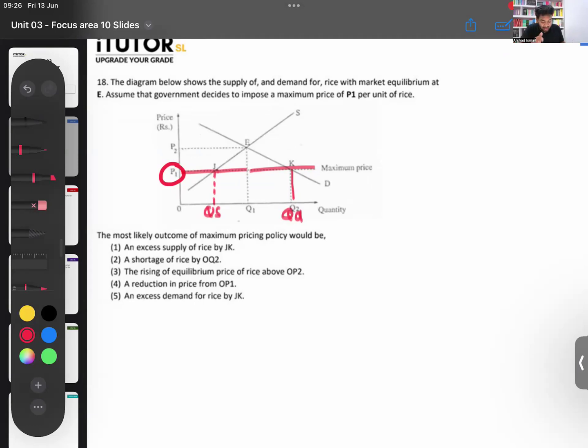So excess demand of how much? Based on the letters that they have given, what can we say? First one says excess supply. No. Shortage of rice. Yes, that is the excess demand of OQ2. Not OQ2. No. Shortage of demand is only this much. This is the shortage. So not number 2.